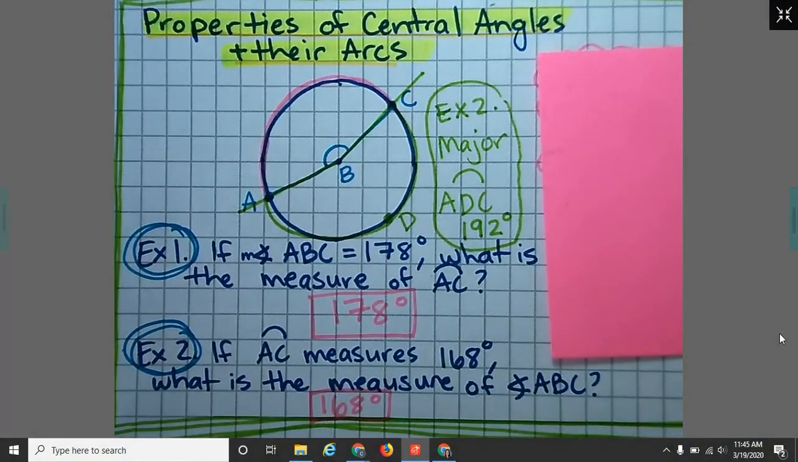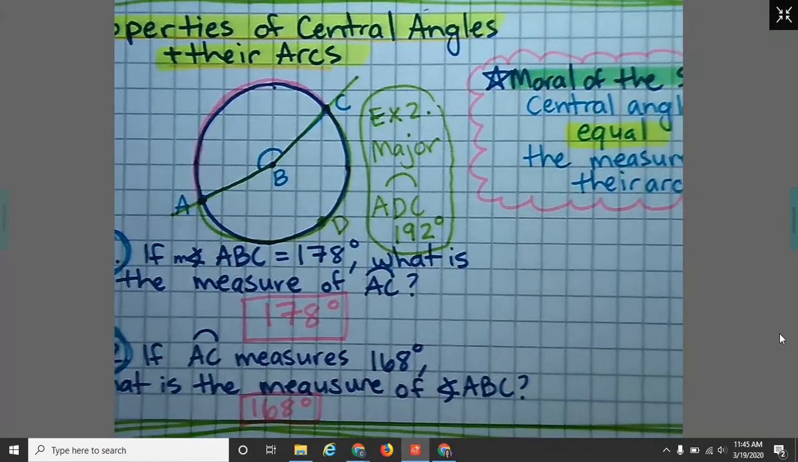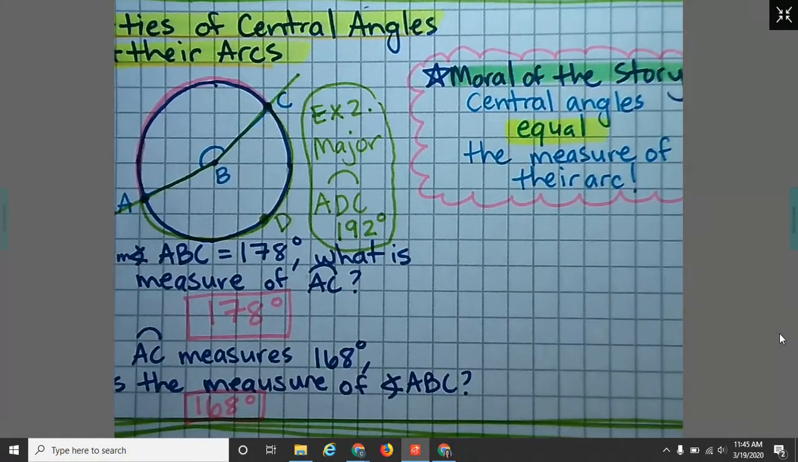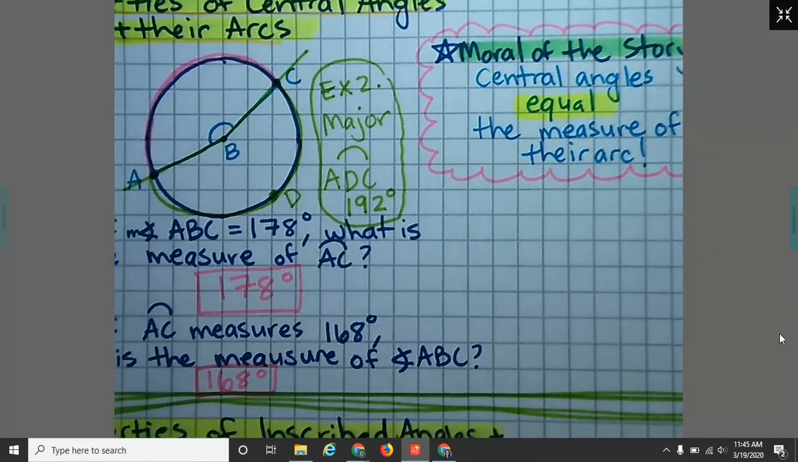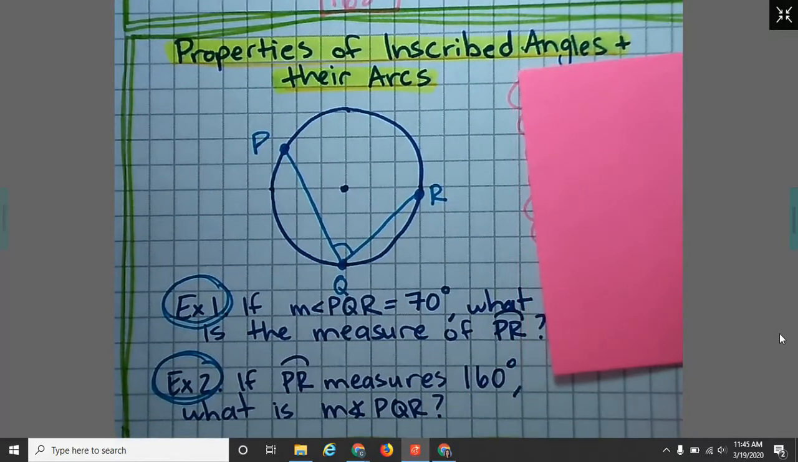Okay, so the moral of the story here is that if you have a central angle, it's equal to its arc. So over here, central angles are equal to the measure of their arc. Pretty nice and easy. All right, now we're going to move on to inscribed angles. Okay, inscribed angles. They're a little bit more complicated, but they're really not bad. So inscribed angles, moving on here.